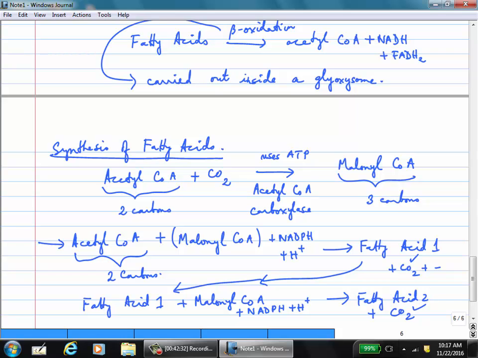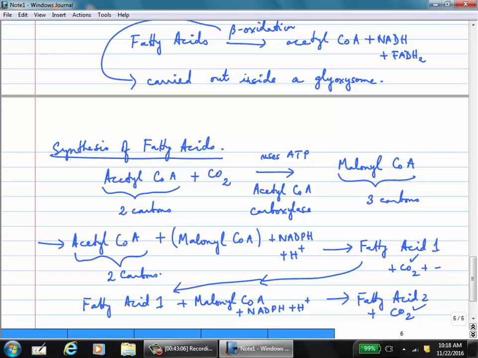Until you have 16 or 18 carbons. This is the step-by-step synthesis by which a fatty acid is produced. There's an enzyme called fatty acid synthase that will make this reaction go forward, but the starting point is malonyl coenzyme A. Malonyl coenzyme A will react with acetyl coenzyme A, give you some fatty acid plus carbon dioxide. Take that fatty acid, again make it interact with malonyl coenzyme A, same kind of reactions. Then you will get a fatty acid that has got 2 more carbons, and then carbon dioxide. That's how fatty acid is synthesized.